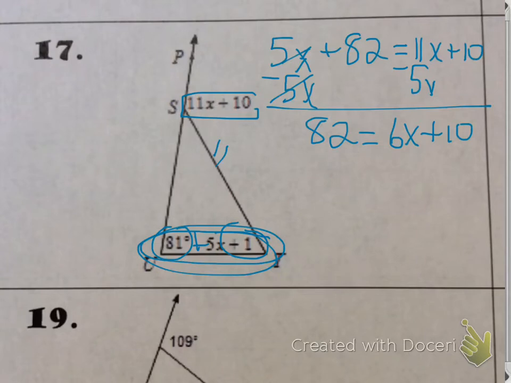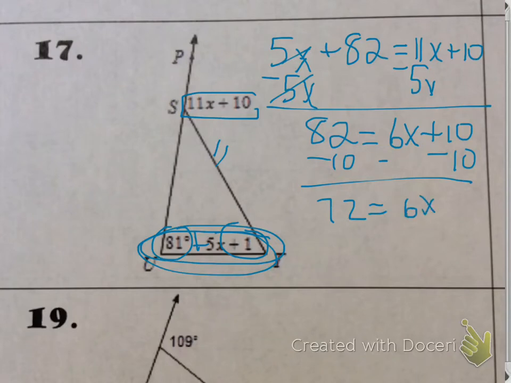So now my goal is to get that 6x all by itself. So I'm going to subtract the 10 to the other side. So I get 72 equals 6x. Then get rid of the 6 by dividing both sides by 6. And I get x equals 12 for my solution.